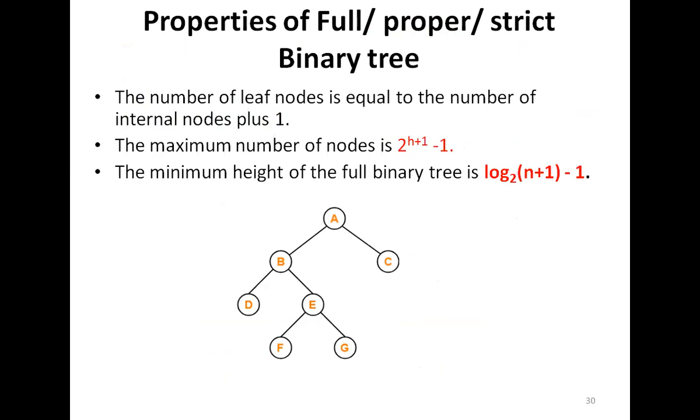Now come to the next topic, properties of full or proper or strict binary tree. In the previous slide we discussed the full, proper or strictly binary tree. A binary tree is said to be full or proper or strictly binary tree if each node has either 0 children or 2 children. Now these are the properties of the full binary tree. The number of leaf nodes is equal to the number of internal nodes plus 1.